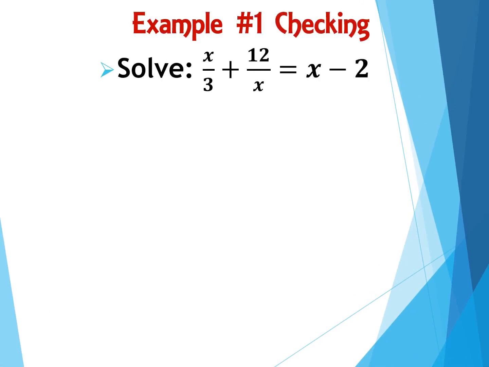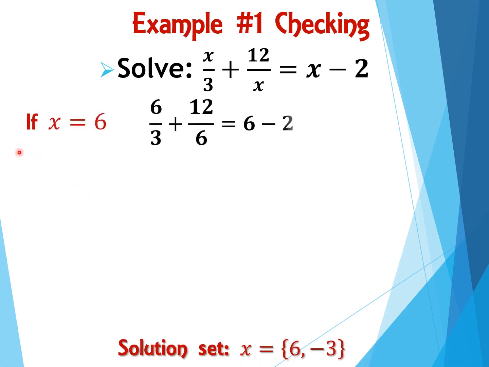Okay, since we determined the solution set, we can now do the checking. So we have here the solution set 6 and negative 3. Let's use first x is equal to 6. Replace x by 6. So you have 6 divided by 3 plus 12 over 6 is equal to 6 minus 2. So 6 divided by 3 is 2, plus 12 divided by 6 is also 2, and then you will have 6 minus 2. 2 plus 2 is 4, and 6 minus 2 is 4. So 6 is a solution.